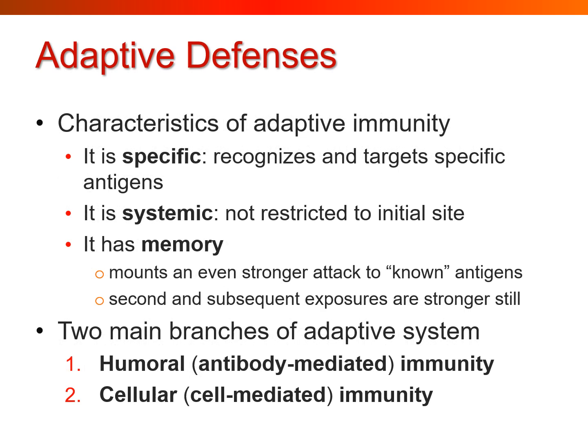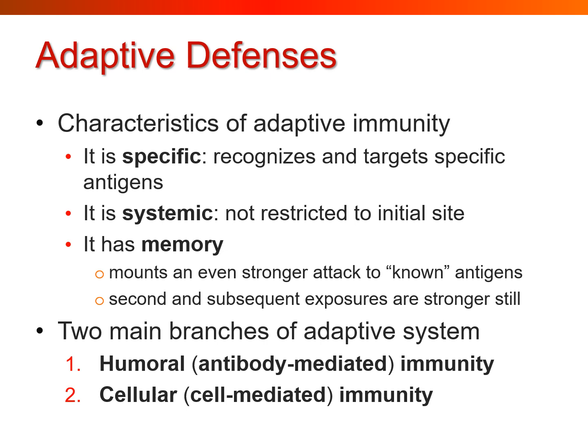Some important characteristics of the adaptive defenses are that it is specific. So this system looks at a microbe, learns about it, becomes an expert in dealing with it. That's what we mean by specific. Another thing that's important about the adaptive immune response is that it is systemic. It doesn't matter where that microbe is encountered. It doesn't matter if it's in the lungs, if it's in the intestines, if it's in the blood. This system can work anywhere where that microbe is encountered. So that's a really important feature.